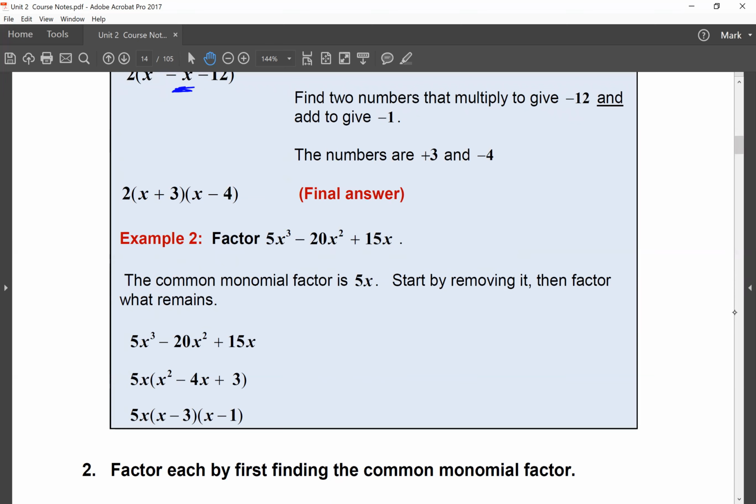x squared minus 4x plus 3. Now, that's an interesting one, isn't it? Two numbers that multiply to give us 3. There's only two numbers I can literally think of, 3 and 1. So the answer here becomes a negative 3 plus a negative 1 will give us a negative 4. Right? This is what I'm looking for, this negative 4. Negative 3 times negative 1 is a positive 3. So there you go.